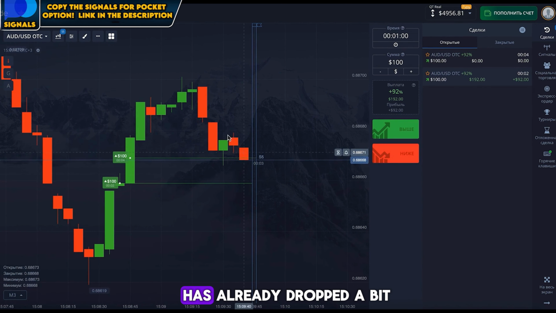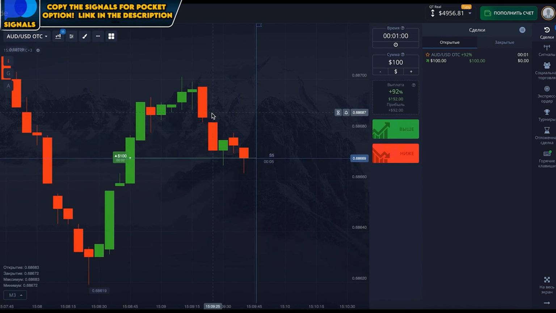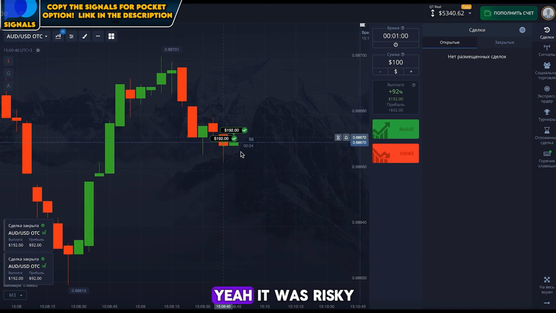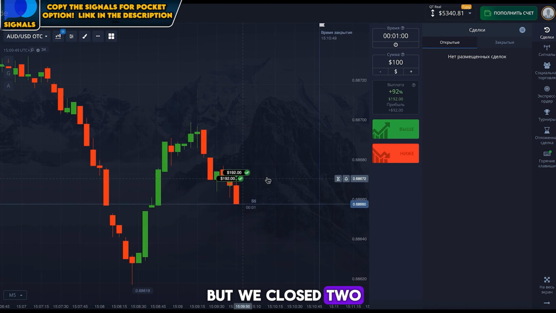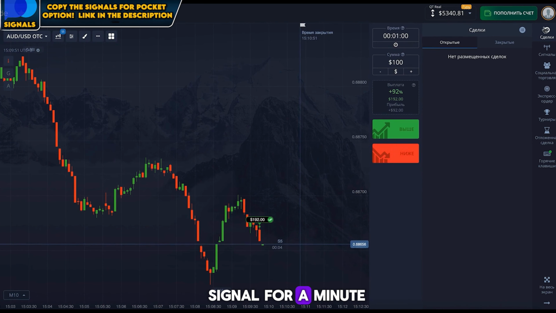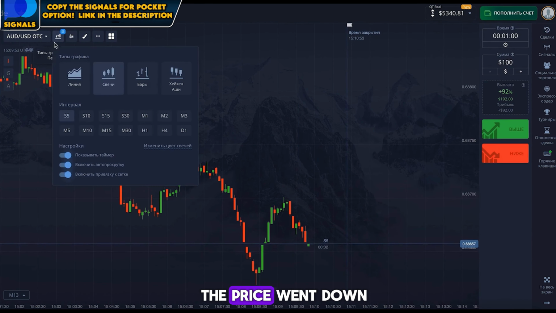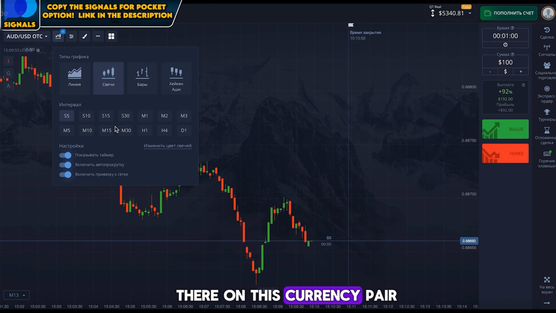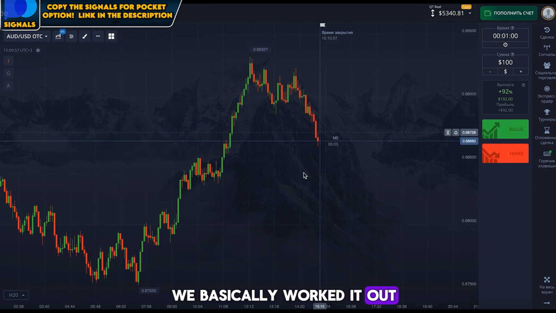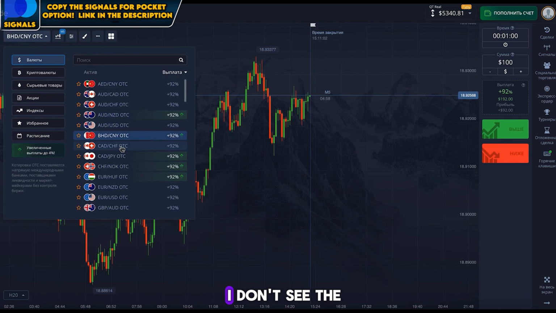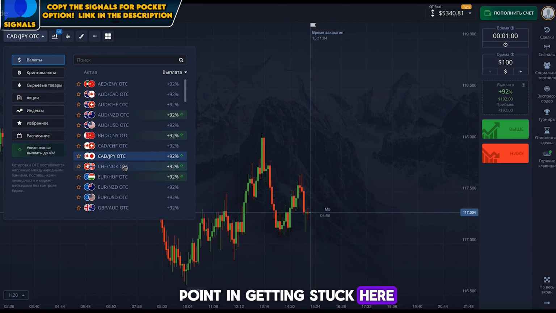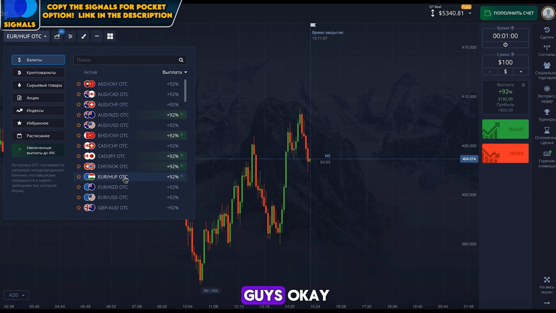So look, the price has already dropped a bit. Yeah, it was risky by the way, but we closed 2 winning trades. There was a good signal for a minute, we worked on it, and that's it. The price went down. On this currency pair, we basically worked it out, took our profits, made some money, and we can move on. Basically, I don't see the point in getting stuck here. Let's look for an entry into the market, guys. Okay?